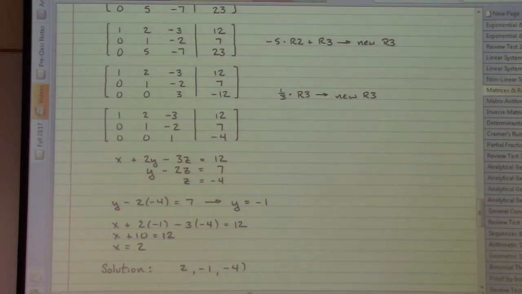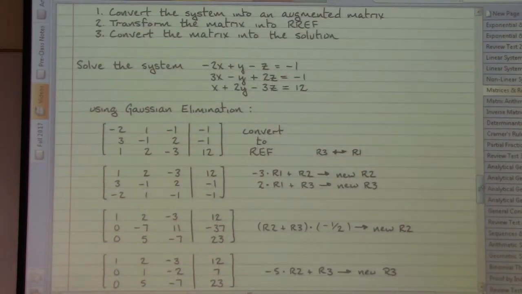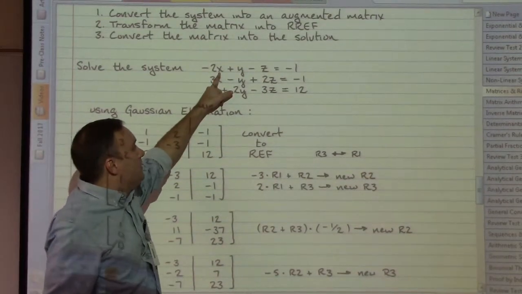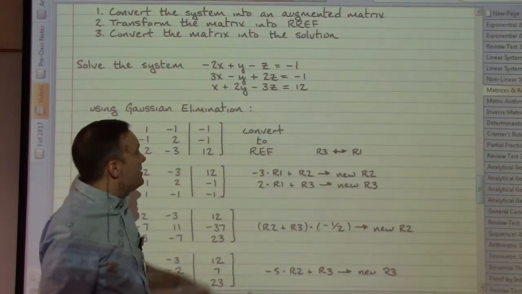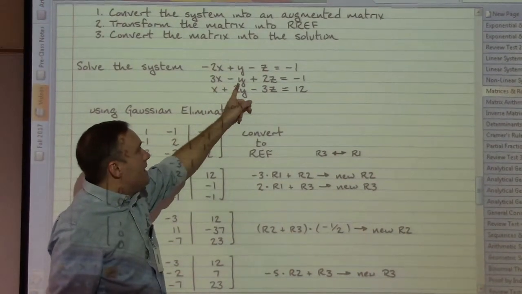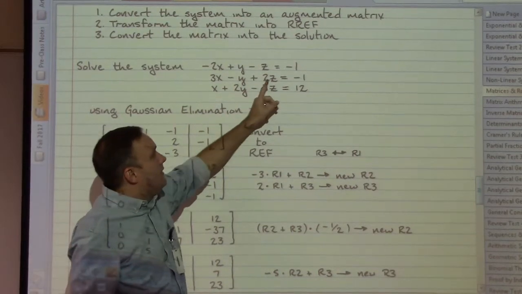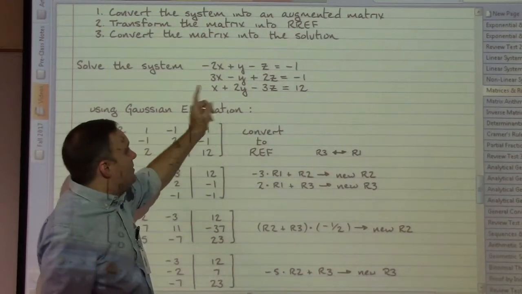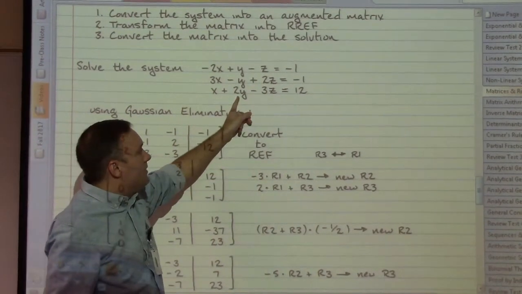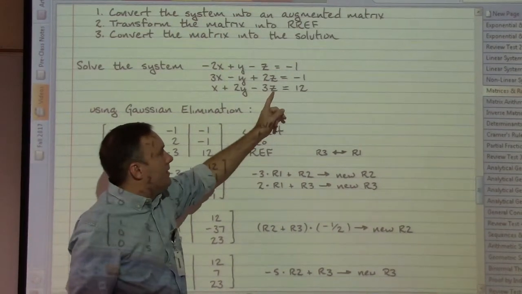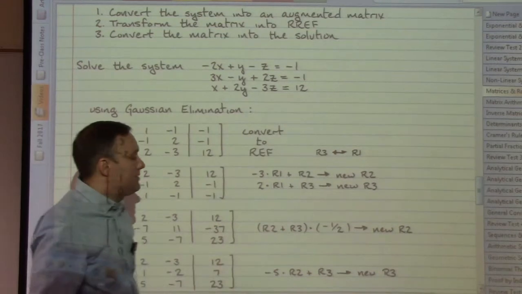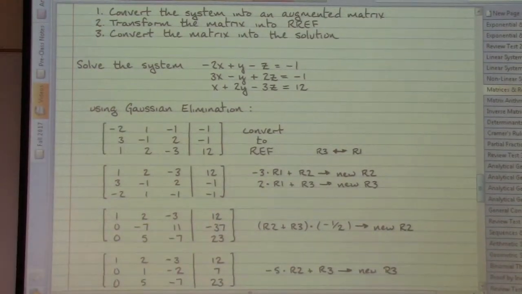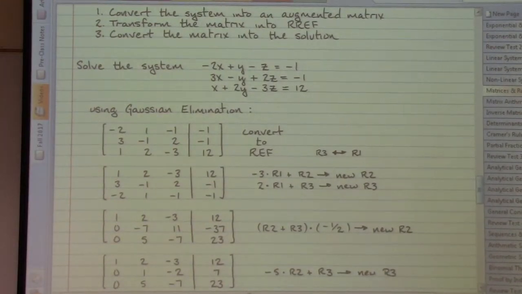2, negative 1, negative 4. And again, we can come back and check that out. That seems good. 2, negative 1, negative 4. Hey, that's good. That's working. But this is only one way.